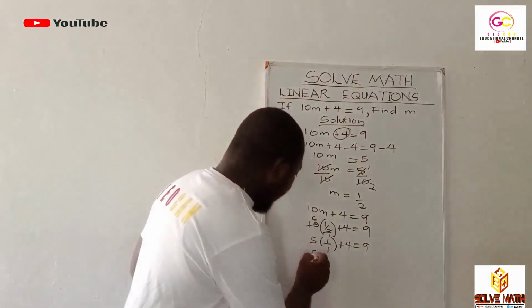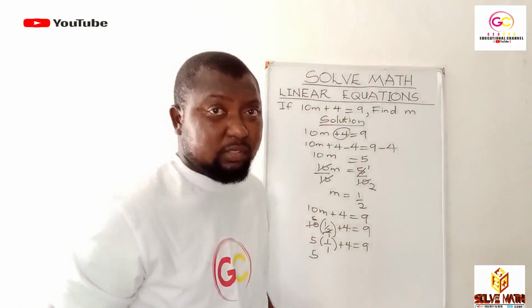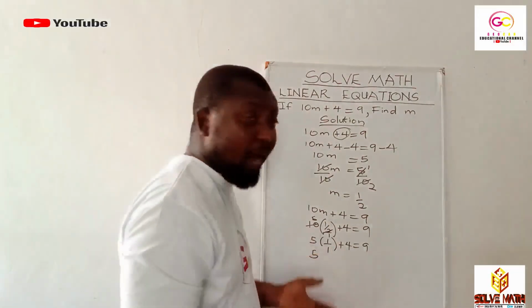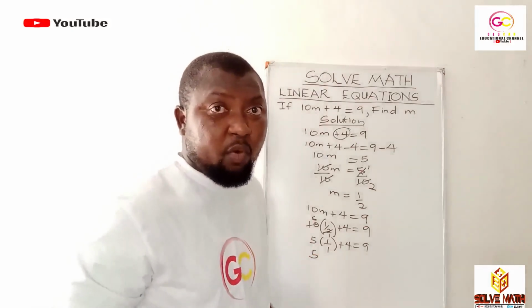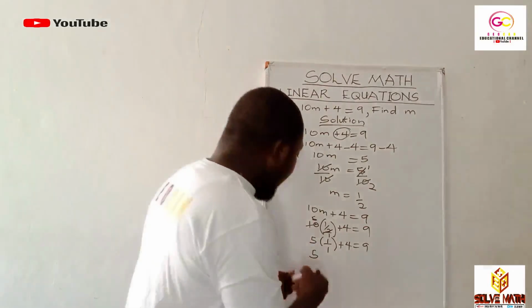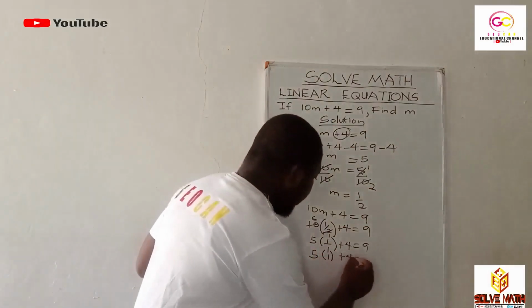So now you have 5. Now 1 over 1. Any number over 1 at all is the same as that number. So if you have 1 over 1, it's the same as 1. If you have 2 over 1, it's the same as 2. 3 over 1 is the same as 3. So 1 over 1 is 1. So bring your bracket 1. You have your plus 4 is equal to 9.